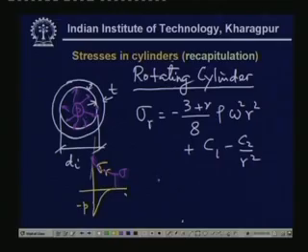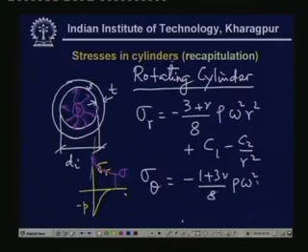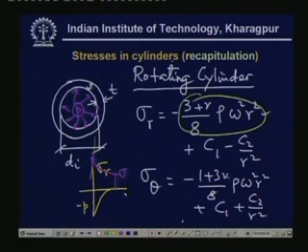And this is valid, and sigma theta will be equal to minus (1 plus 3 nu) by 8 rho omega square r square plus C1 plus C2 by r square. Now, this is the additional stress which appears only due to the rotations.